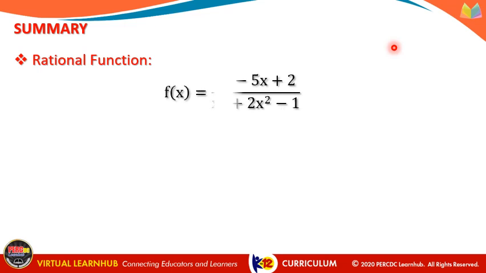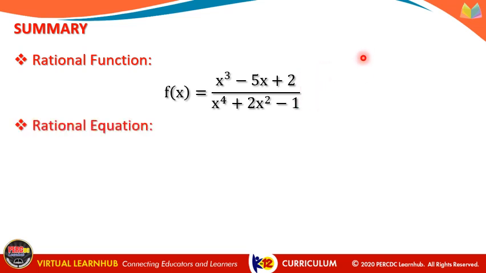What is a rational function? It is a function in which the numerator and the denominator are both polynomials, provided the denominator is not equal to 0. Example, you have f of x is equal to x cubed minus 5x plus 2 over x raised to 4 plus 2x squared minus 1. So you have a numerator and a denominator na both polynomials.